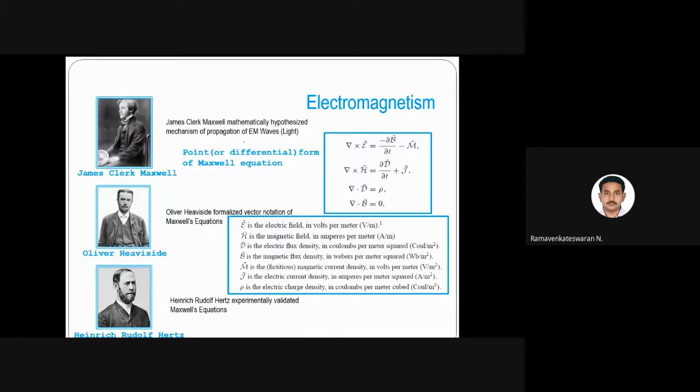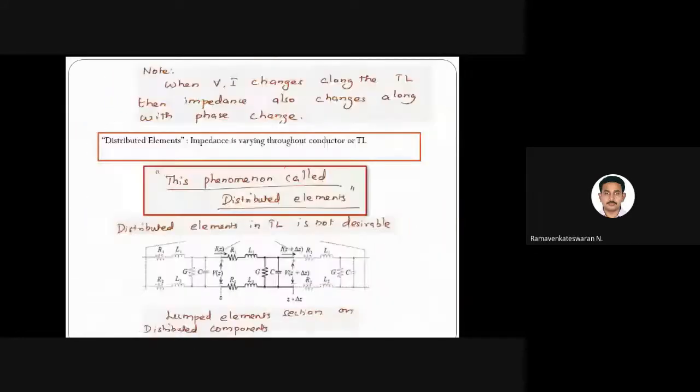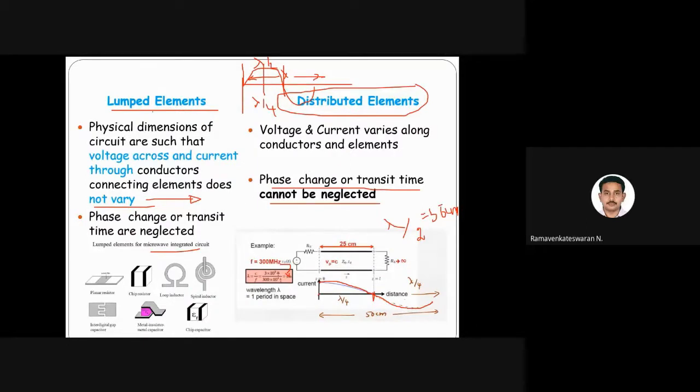Today we have seen, starting from this, distributed elements and lumped element models. So with that I'll start writing the voltage and current in the KCL and KVL equations. And what is the difference between lumped and distributed? I've told you the lumped element is where the length is very small compared to the wavelength. If the length becomes higher and higher and comparable to the wavelength, that is distributed elements. When it is a distributed element, these things will happen: phase change, transit time effect, voltage and current variations.